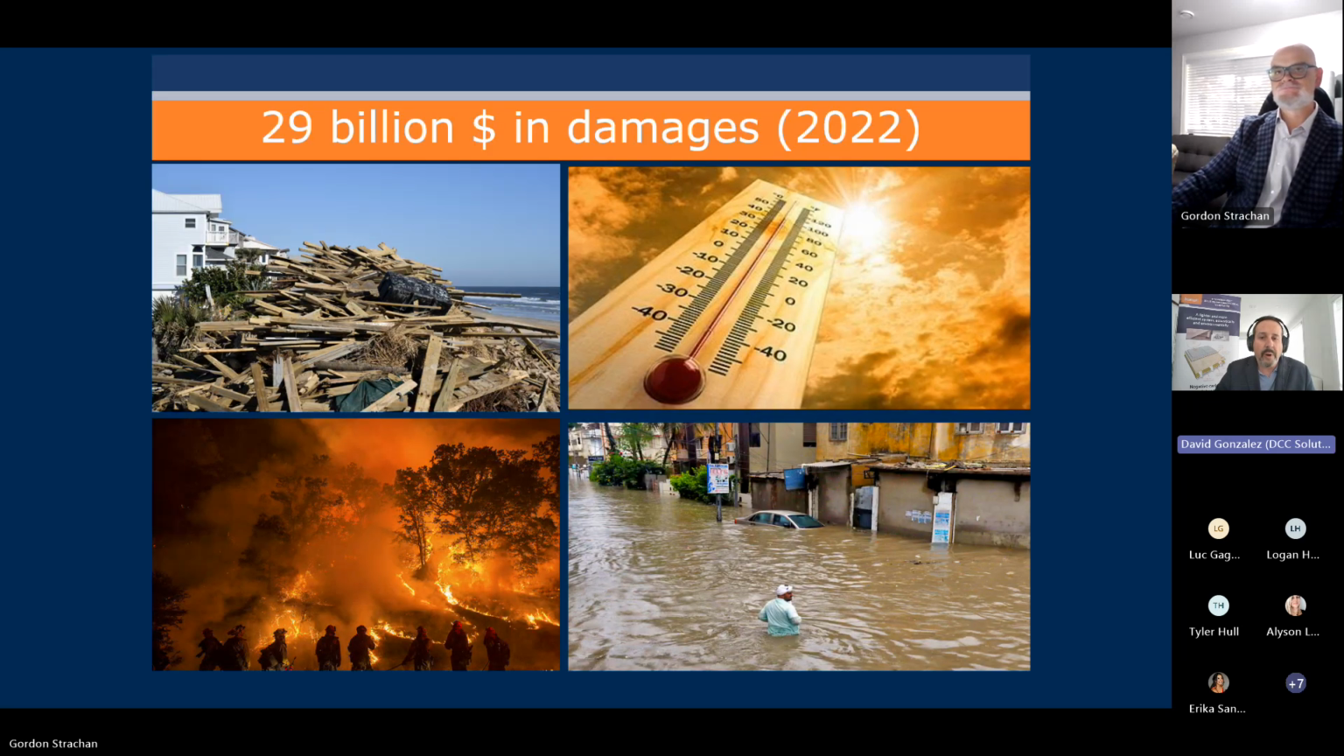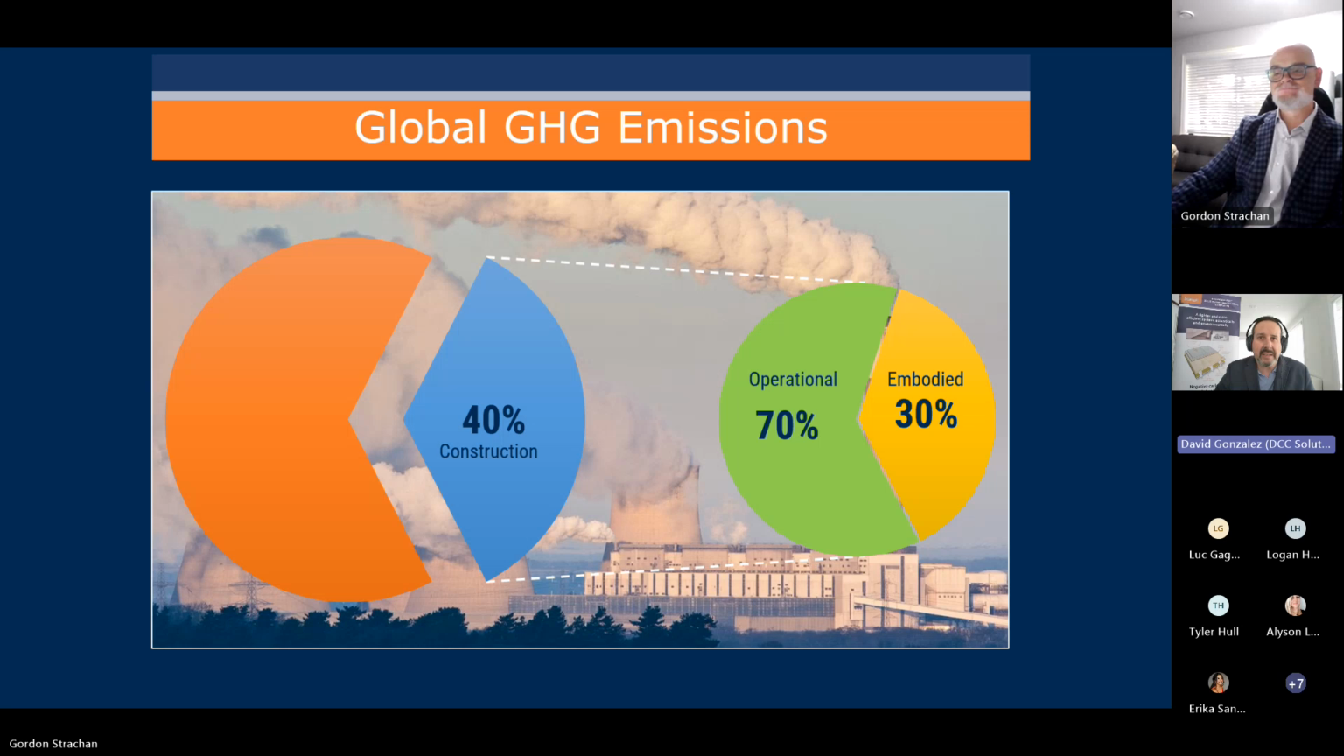So I think we're all well aware of all the various natural disasters that have plagued our planet over the last few years. The Aon Insurance Company mentioned in its 2022 report that the planet was hit by weather damages that caused over $29 billion worth of damages. So we can't doubt anymore that climate change really is having an impact on all of us.